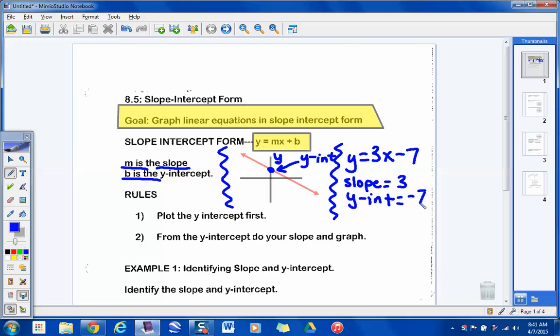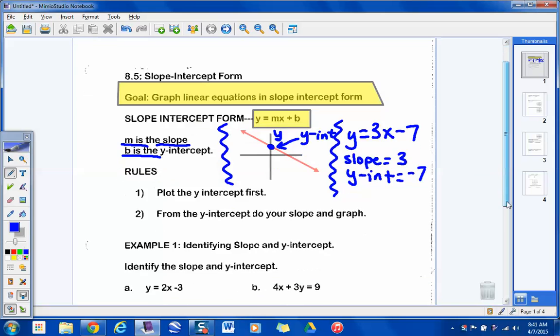You can only get away with identifying 3 and negative 7 as being slope and intercept when what variable is all alone in an equation? Y has to be alone.